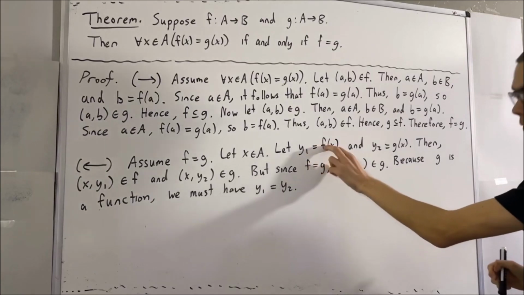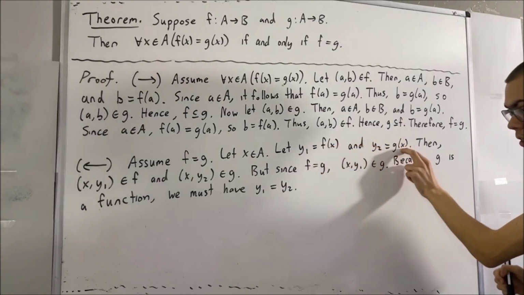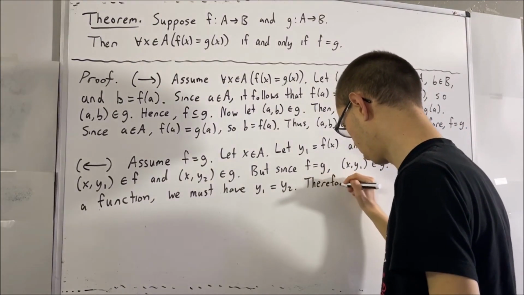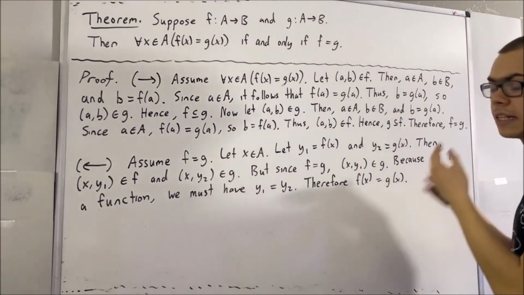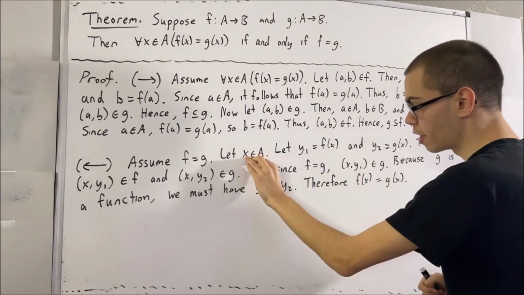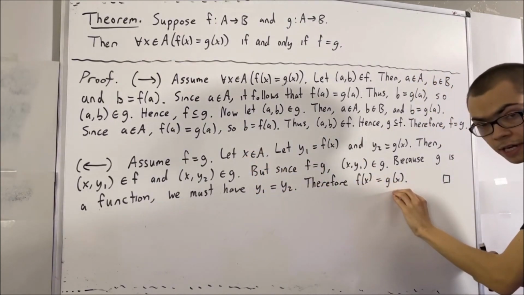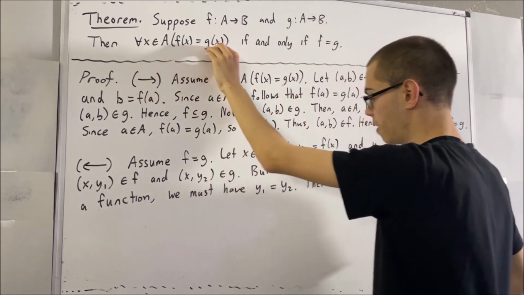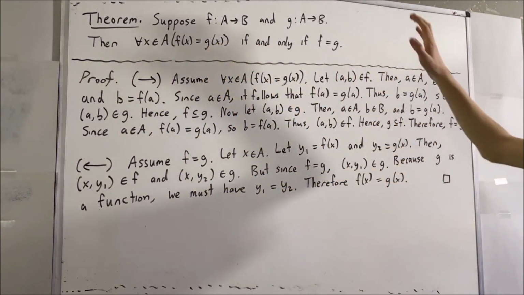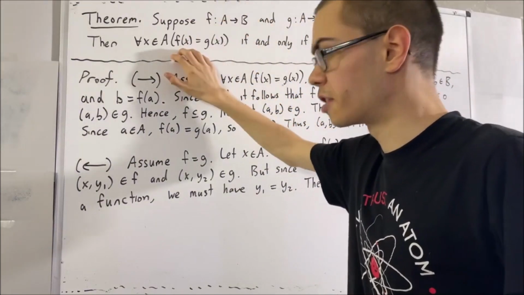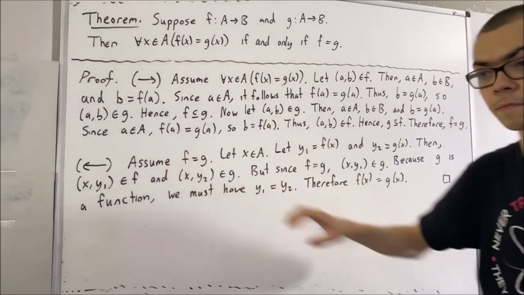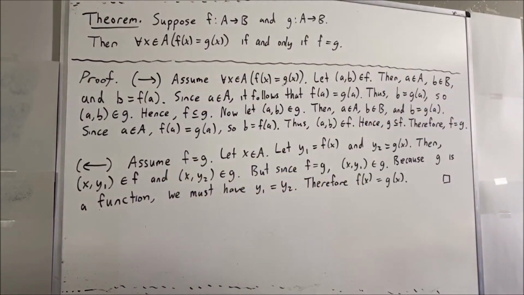But y1 equals f of x, y2 equals g of x, therefore f of x equals g of x. And at this point, because x was arbitrary, we were able to prove f of x equals g of x. This means that for every x in A, f of x equals g of x. And so really, we have proven that if this is true, then this is true. And so we've proved both parts. So this completes the proof. So yeah, that's pretty much it for this video.